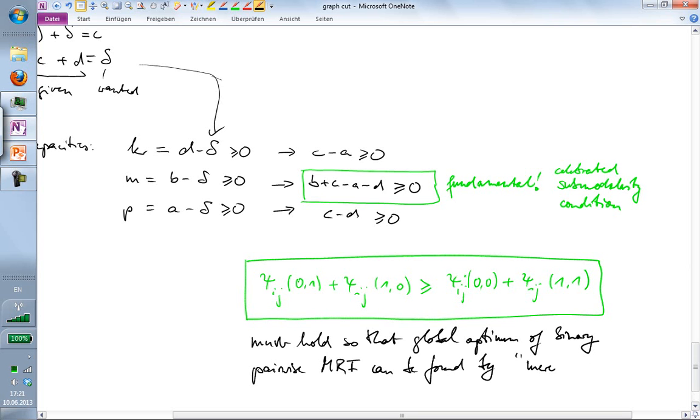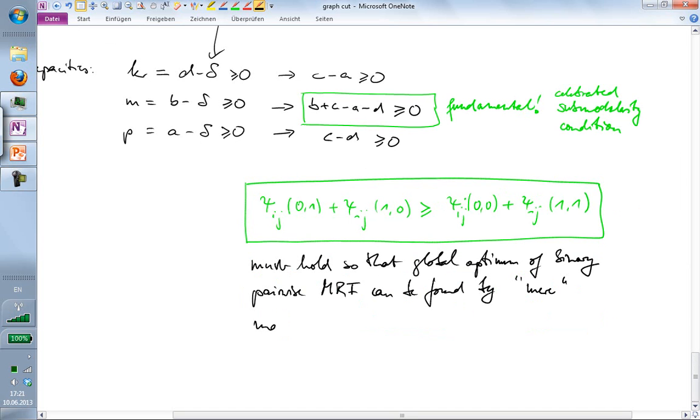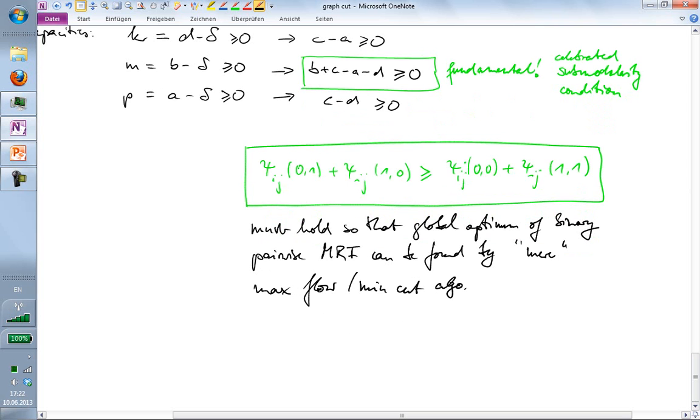Let me write: by a mere max flow min-cut. Much cheaper, of course, than the NP-hard general case. That can represent the energy. Exactly.